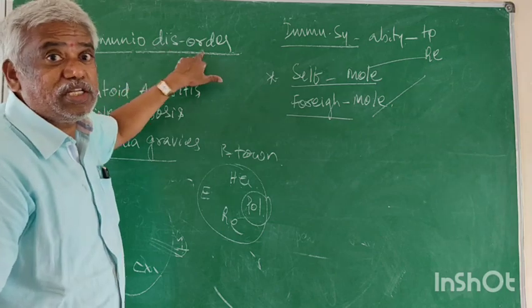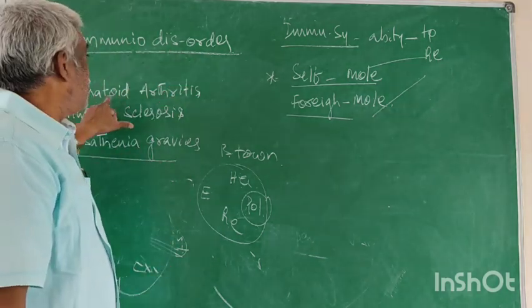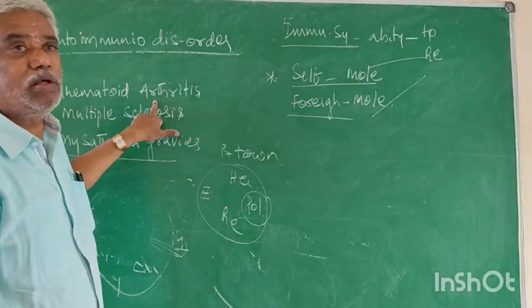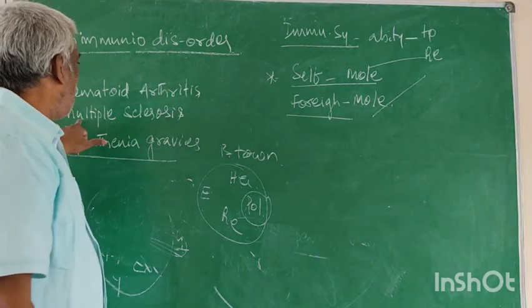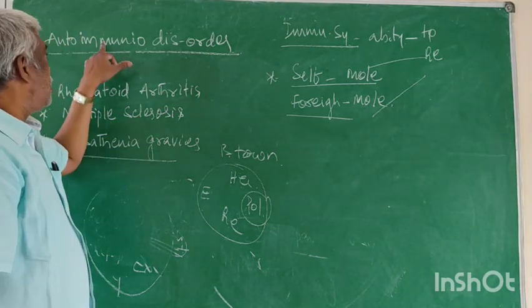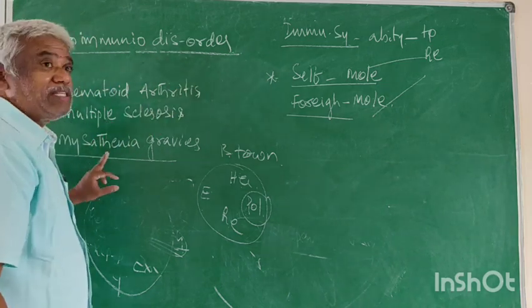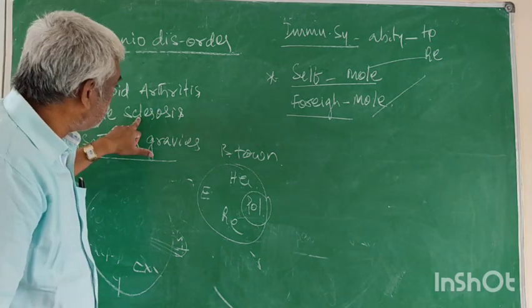If autoimmune disorder occurs at joints, it is called rheumatoid arthritis. It is an example for autoimmune disorder. Now, multiple sclerosis is another example for autoimmune disorder. Third example, myasthenia gravis. In first year it is there. These two are second year syllabus.